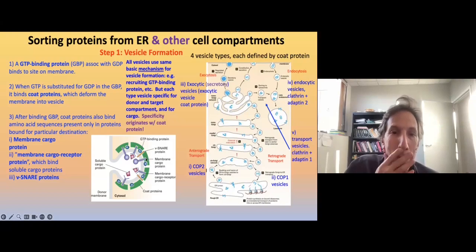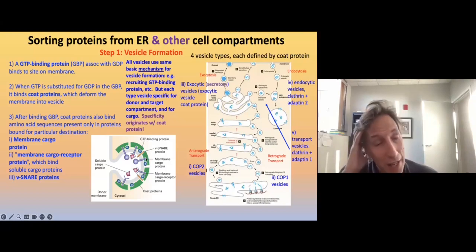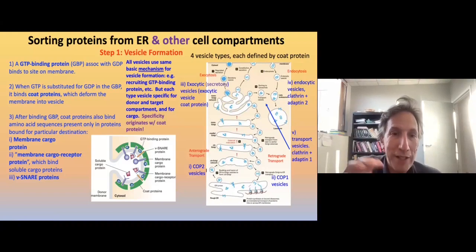Now, another thing that the coat protein does, it seems like it's got a lot of big jobs on attracting the cargo, but it's also deforming the membrane into a vesicle. So once it starts to bind, multiple proteins are forming. They're forming a mesh, and that mesh is actually deforming the membrane into this sphere and eventually pinches it off, and it's a vesicle.